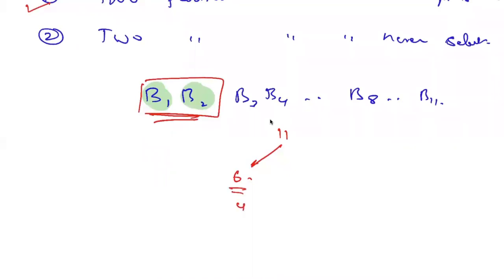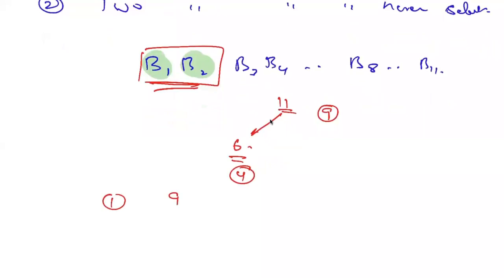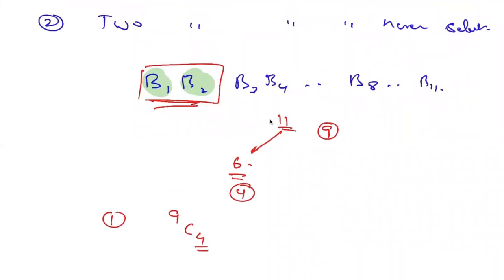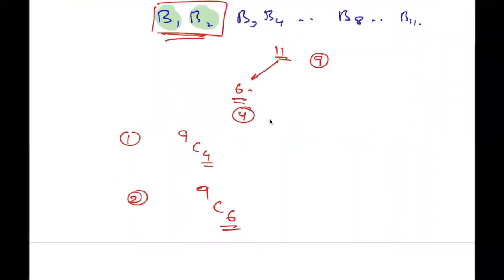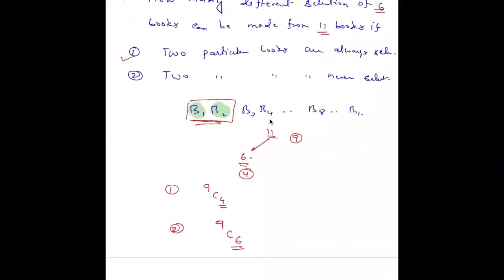So now we have to select only 4 books out of 9, so the first is 9C4, if B1 and B2 are fixed. Second question, not selected. So again, B1 and B2 are removed from there, and this is 9C6. Out of 9, you have to select 6. The simplest way with the restrictions is to fix this: either we have to select or reject it.